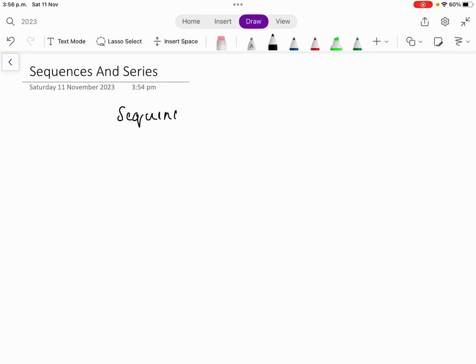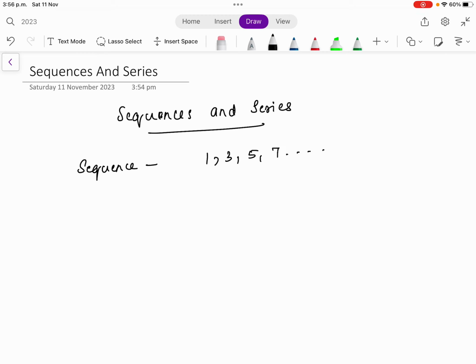Let's learn sequences and series. First learn sequences, and then we will move on to series. A number sequence means writing a set of numbers in a definite order. If I write something like 1, 3, 5, 7, etc., that is a sequence. We have a special order: we are adding two to these numbers.